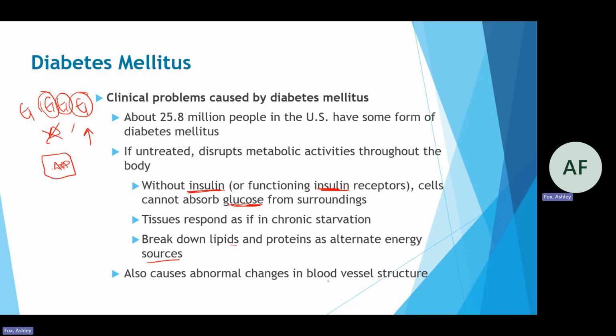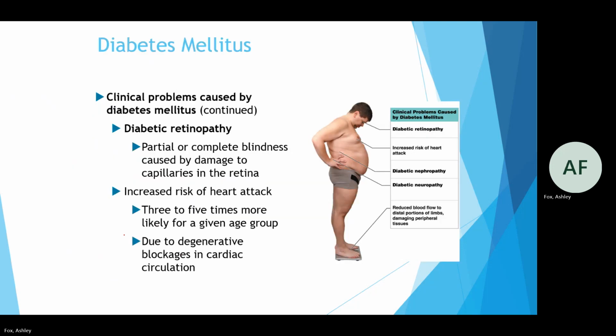You can also change blood vessel structure if consistently not treated. You can also see what we call diabetic retinopathy. That's going to be issues with your retina, because you're changing the structure of the capillaries, the blood vessels in the retina. There are a lot of blood vessels in the retina. Because of the abnormalities in the vasculature, you also have an increased risk of heart attack, about 3 to 5 times more likely.